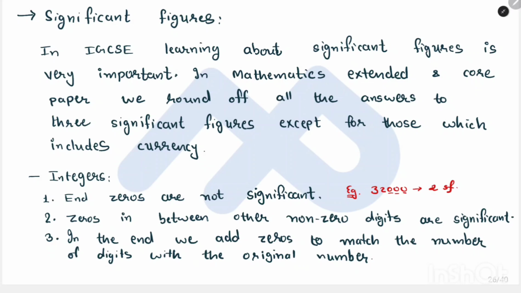Clear? Then zeros in between other non-zero digits are significant. As I said, in integers the end zeros are not significant, but if the 0 comes in between other non-zero digits, then it is considered significant. For example, 7020. If you see the end 0, this is not significant, but this 7 and 0 and 2, as this 0 is coming in between 7 and 2, that 0 is also significant. So a total of 3 significant figures are there.